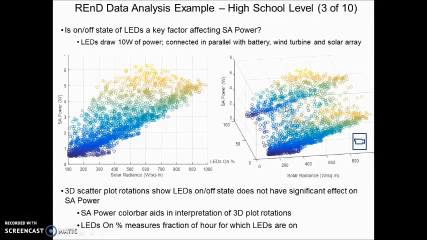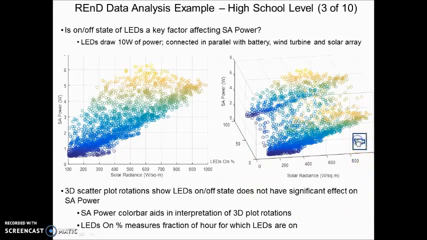Over here, I generated a three-dimensional plot using a parameter that we calculate that tracks the on-off percent of the LEDs. So when the on-off percent is 0, it means the LEDs are off. When it's 100, it's on. It means they're on for a full hour. And then, of course, there are transition periods in between.